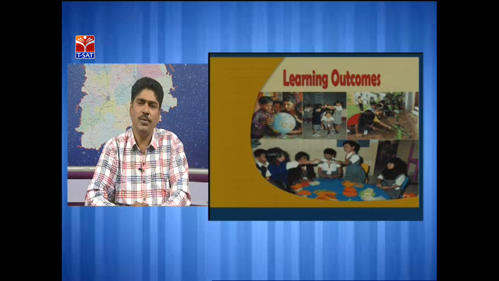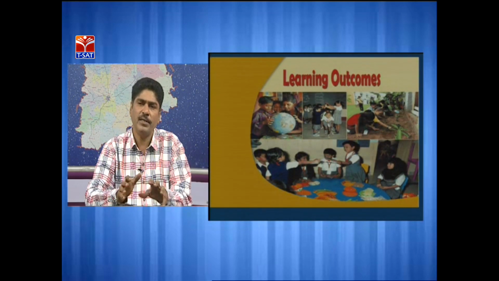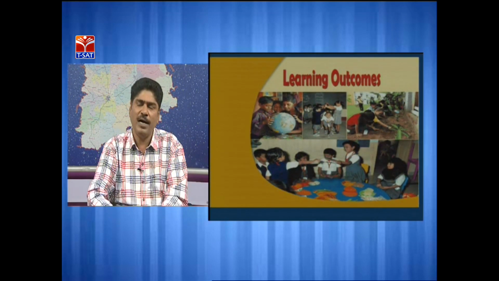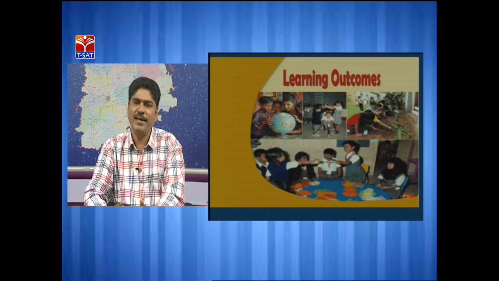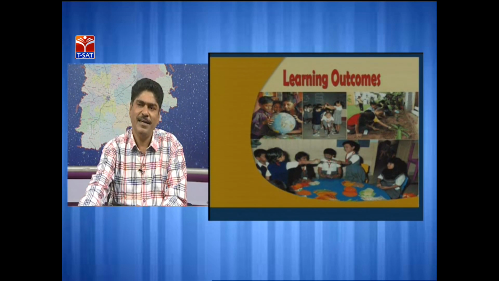Hence, we also have learning outcomes suggested by NCERT. These learning outcomes are class specific and subject specific, and they are common in our entire country. With the help of these learning outcomes and academic standards, we should prepare a test. A test should address all these things.